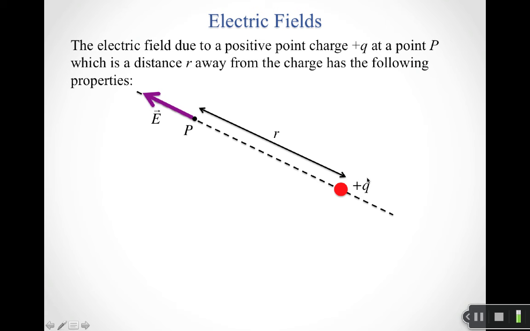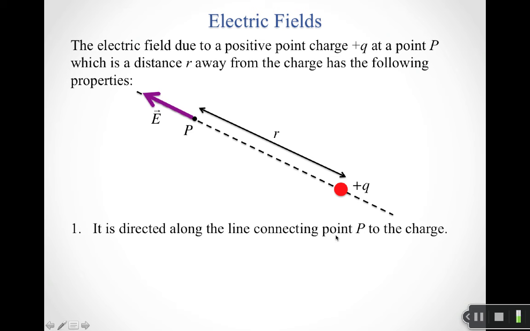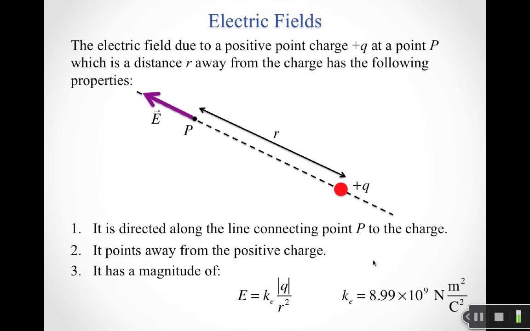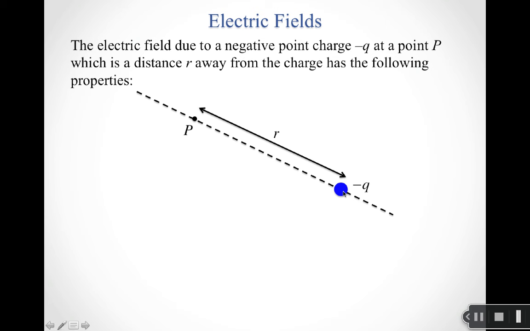So if we come back and think about my positive source charge here, and I'm thinking about the electric field at point P, there's a couple of things that I now know. One is, it's directed along the line connecting point P to the charge. It points away from the positive charge, and it has this particular magnitude. Here R is the distance from the charge to the point P, so we've redefined what R is here. So here's my expression for the magnitude of the electric field, and I know that it's going to point away from a positive source charge.